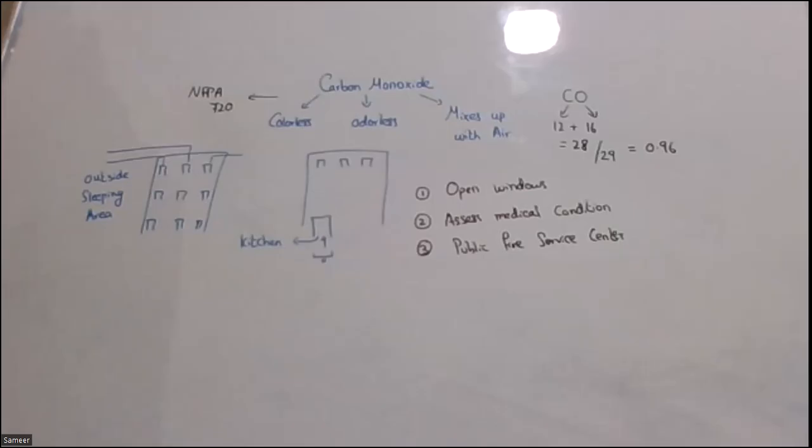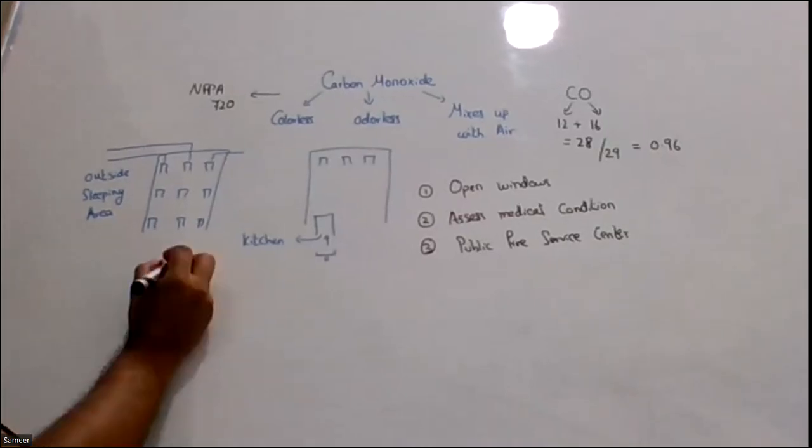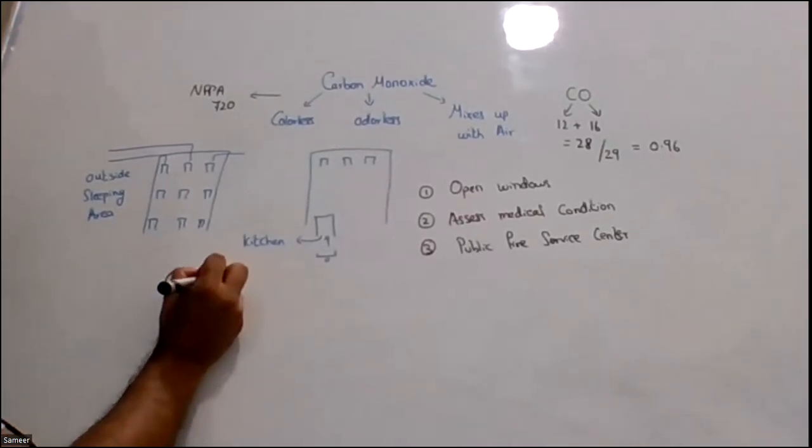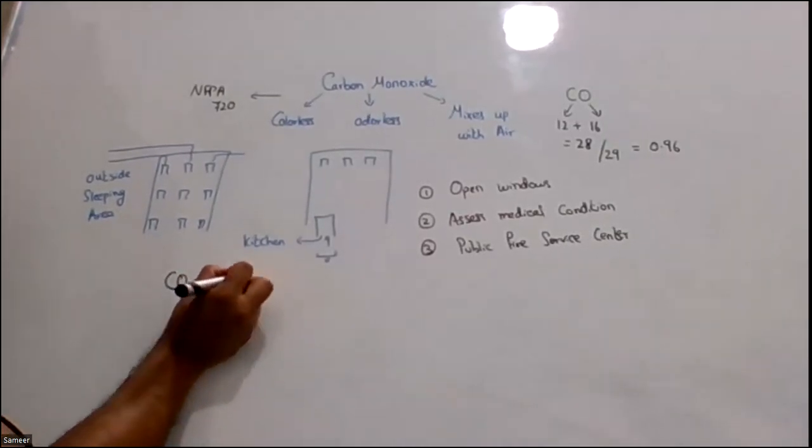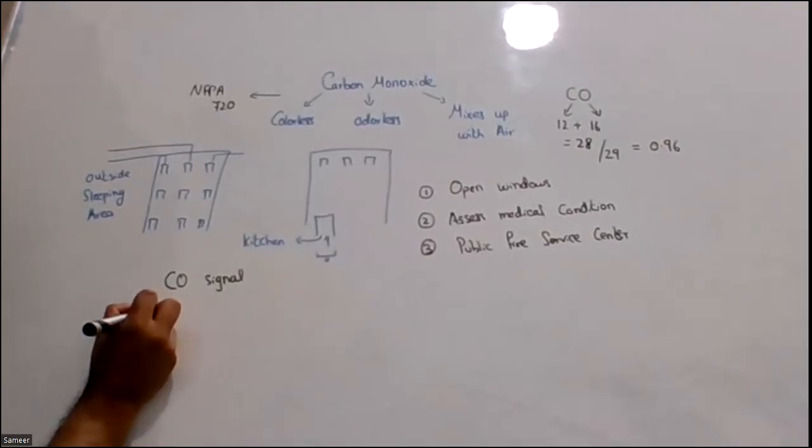So we open the windows so that we can allow more and more oxygen to enter the facility. What is the temporal signal that is allowed by NFPA 72 for carbon monoxide? So carbon monoxide is a single tone temporal 4 pattern. Okay, the carbon monoxide signal is a temporal 4 pattern.